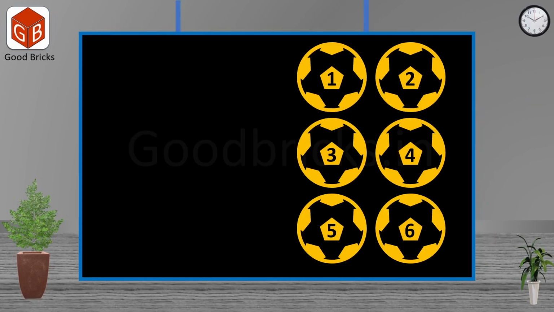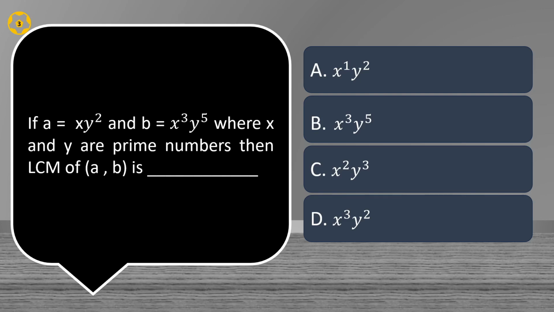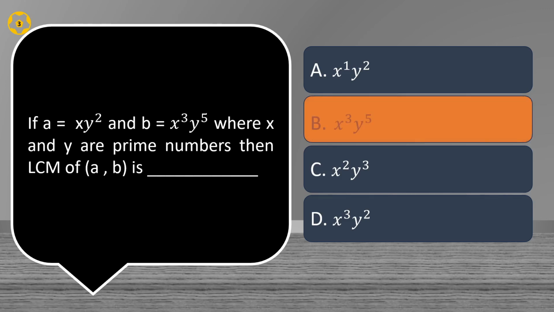Our next question is question 3. So let us see the third question. If A is equal to x y square and B is equal to x cube y to the power of 5, where x and y are prime numbers, then LCM of A and B is dash. This is the question, and the correct answer is B, x cube into y to the power of 5. This is the correct answer.